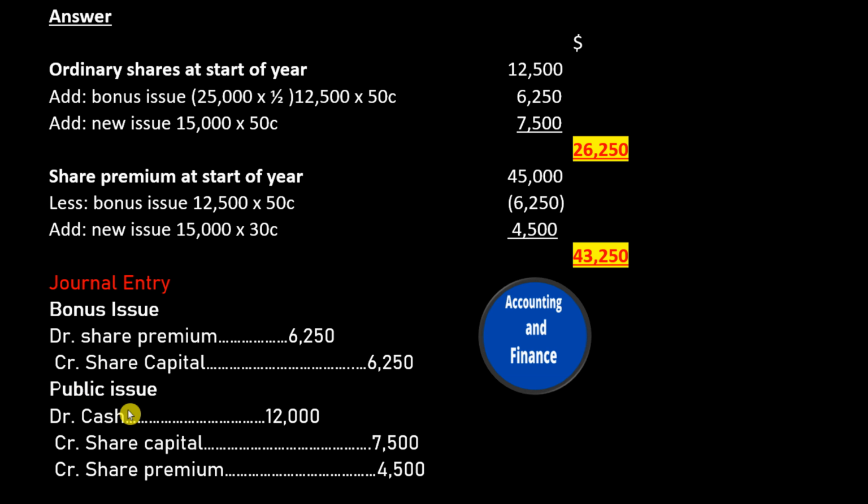Public issue. Debit cash, $12,000. Credit share capital, $7,500. Credit share premium, $4,500.